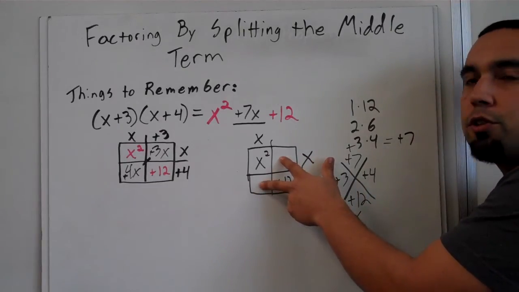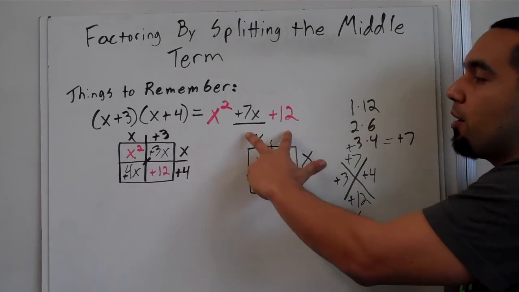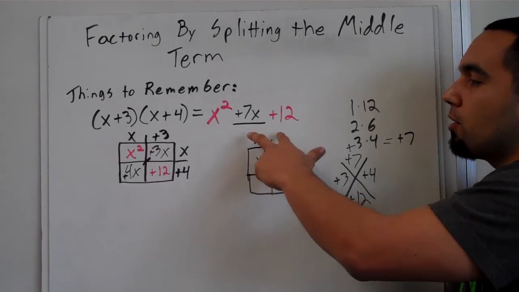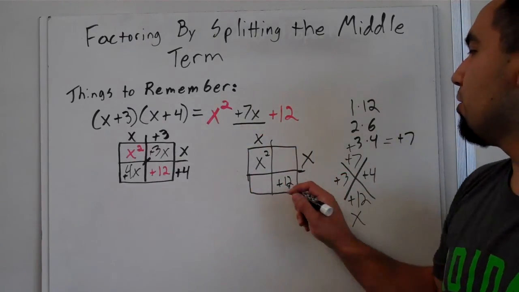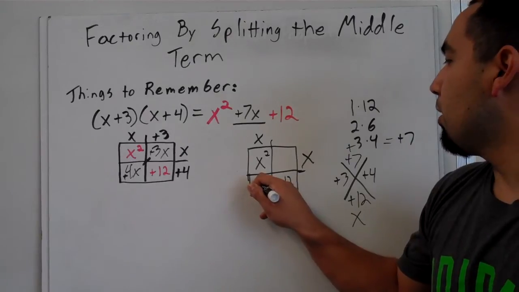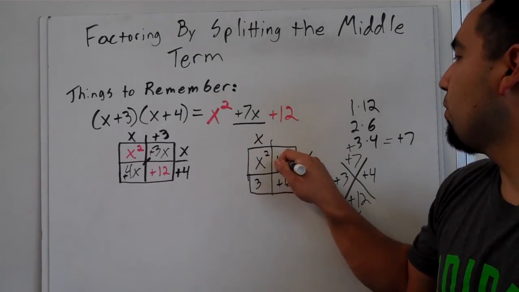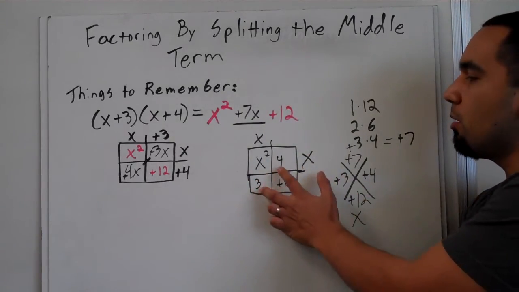And again, remember I told you when you were doing this originally, it doesn't matter which factors you write where, as long as you keep them separate. So I'm going to do the opposite. I'm going to put 3 here and 4 here, because that's where I find these numbers.